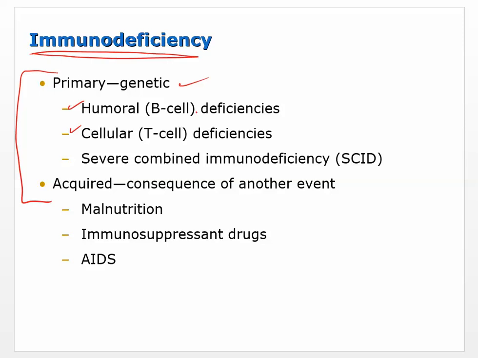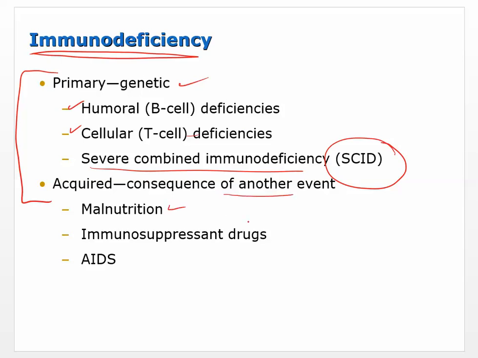Somehow your B cells are underrepresented, or your T cells are underrepresented, or in the case of severe combined immunodeficiency, or SCID, then both are limited. That's kind of a genetic cause. Acquired is a consequence of some other event.